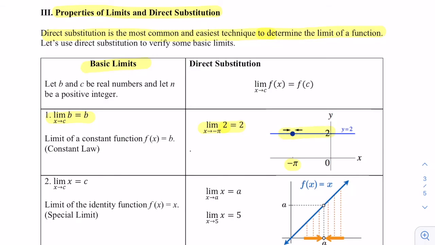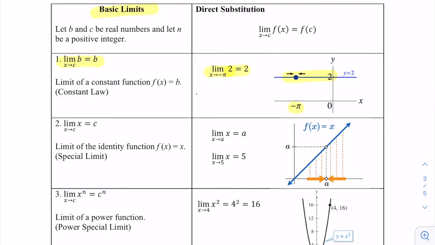Now let's look at the limit of the identity function. The limit of x as x approaches c will be equal to c. Here we have the limit of x as x approaches a, and you can see that the value is getting close to a. If we're going to find the limit of x as x approaches 5, it would be 5.